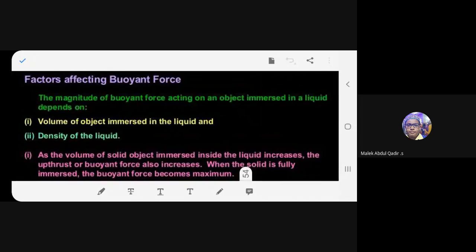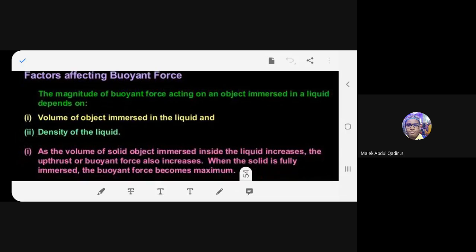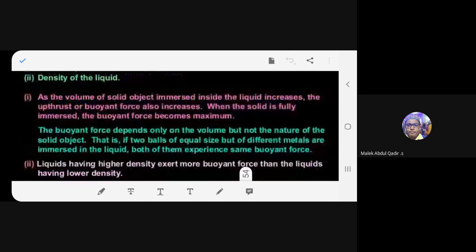The magnitude of buoyant force acting on an object immersed in a liquid depends on the volume of the object immersed in the liquid and the density of the liquid. We have already studied that. What are the factors affecting buoyant force? One is the volume of the object which is inside the liquid, and the other is the density of the liquid. These are the two factors which determine buoyant force. This is just a revision because we have already done that.